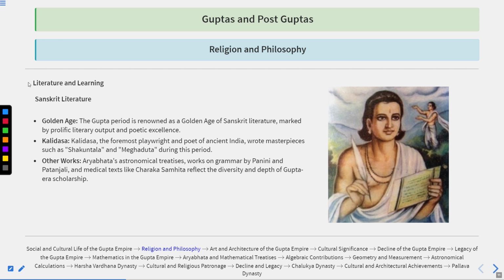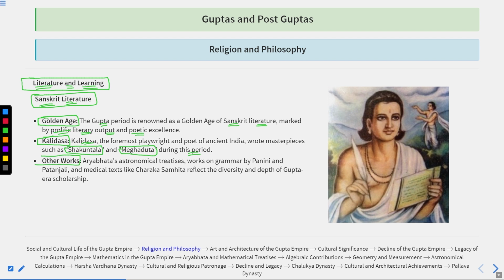Thereafter, in the field of literature and learning, first is Sanskrit literature, the golden age. The Gupta period is renowned as a golden age of Sanskrit literature, marked by prolific literary output and poetic excellence. Thereafter, Kalidas. Kalidas was the foremost playwright and poet of ancient India, who wrote various masterpieces. Famous ones are Shakuntala and Meghdoot from this time period.